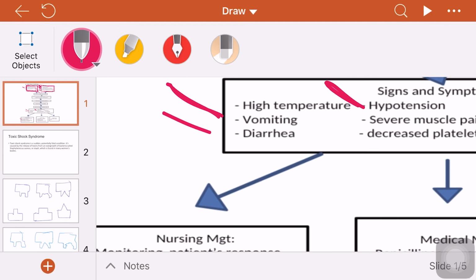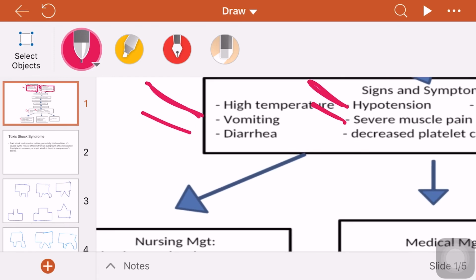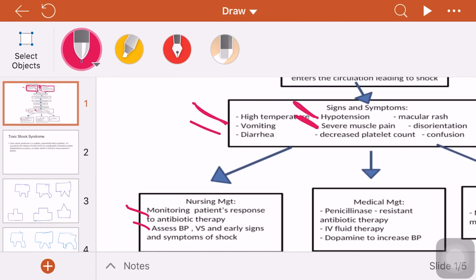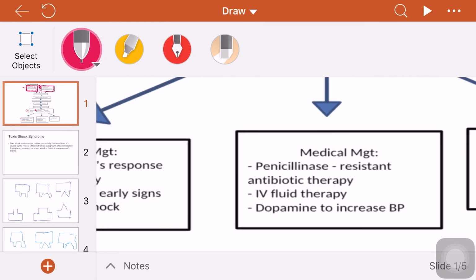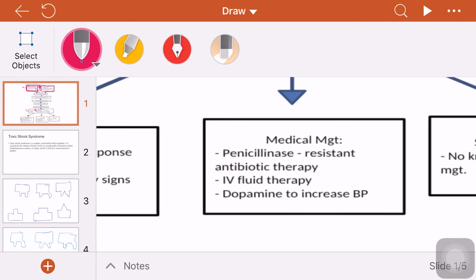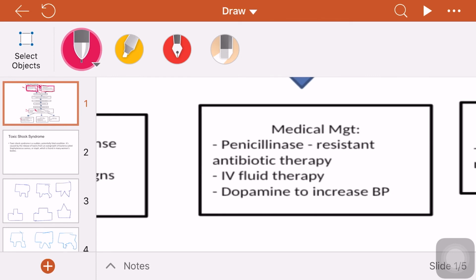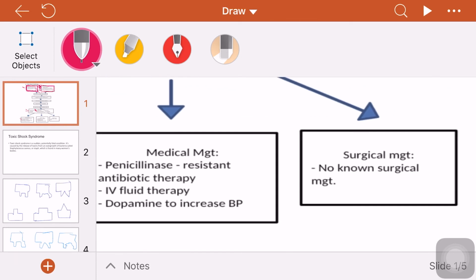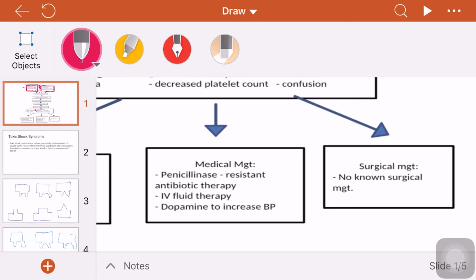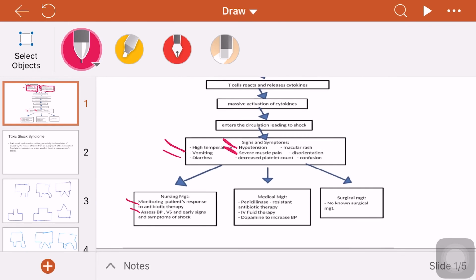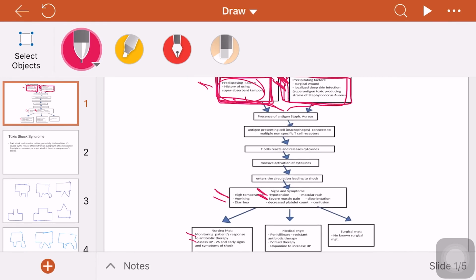Then assist gihapon nimo ang patient to take medications like acetaminophen to relieve pain and fever. And since there is severe muscle pain, you can advise to promote bed rest. And then medical management, penicillinase resistant antibiotic therapy, IV fluid therapy, dopamine to increase blood pressure, and no known surgical management for this type of disorder. So I think that's it. Thank you.